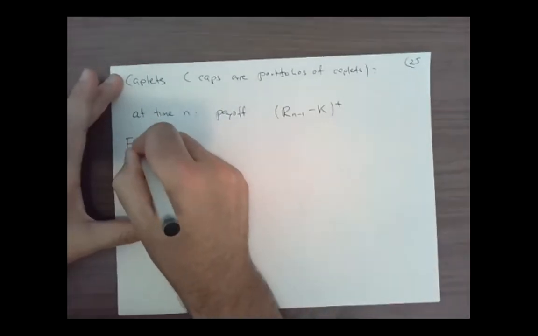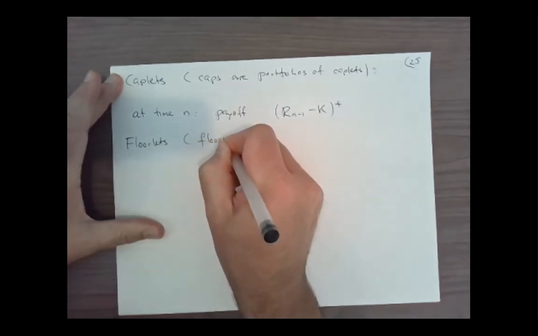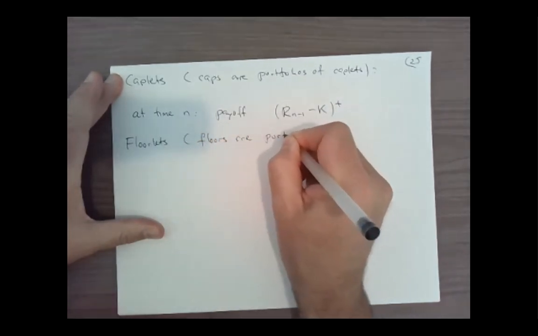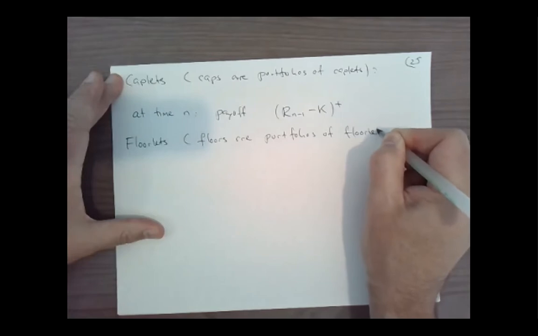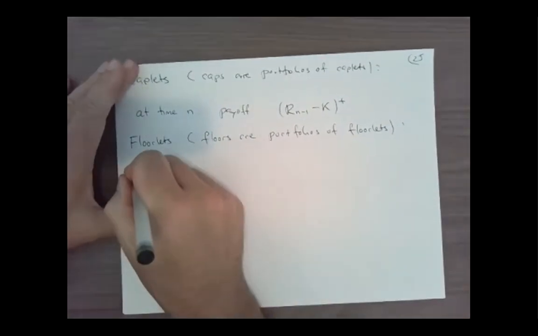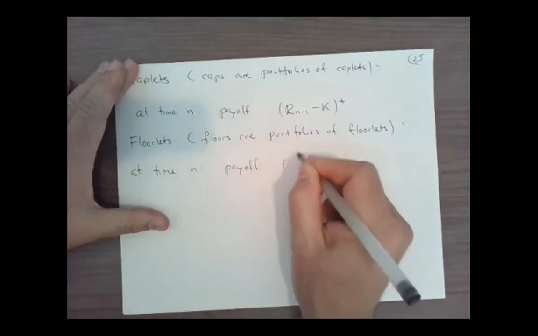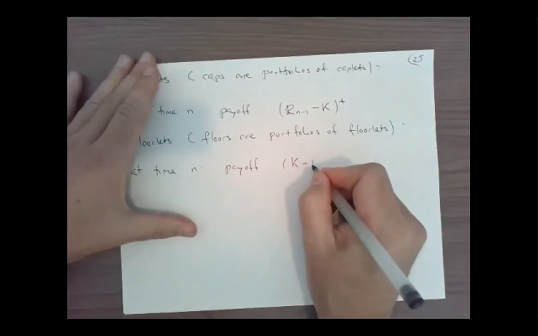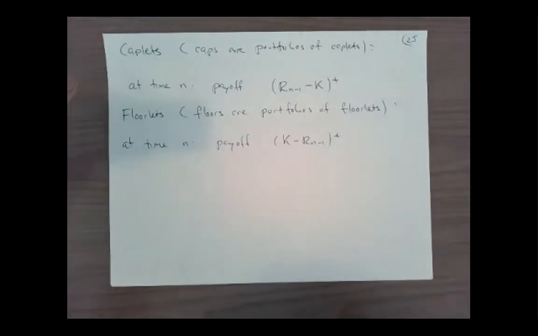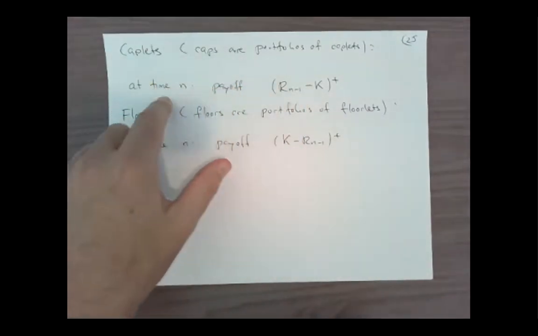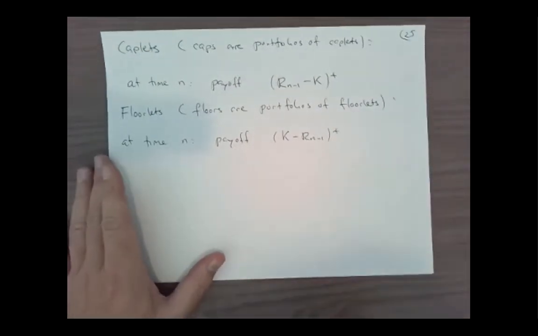And so floorlets. Floors are portfolios of these floorlets. So at time n, the payoff, you just swap them. You're going to get K minus R_{n-1}, positive part. So a cap is a bunch of these caplets for different expiry dates, and a floor is a bunch of floorlets at different expiry dates.